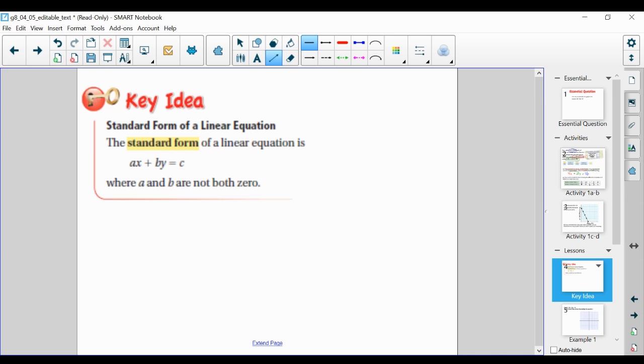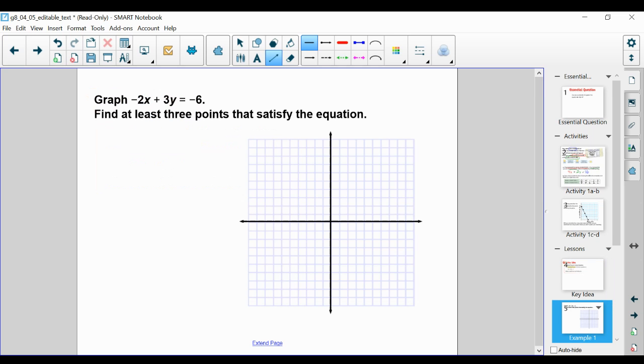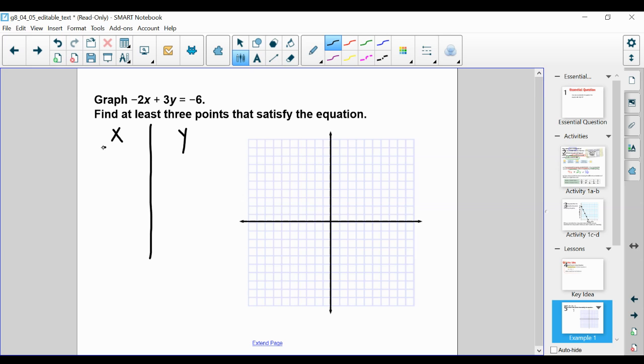And we see standard form happen a lot with real life situations, as we saw with the adult and student tickets. So let's graph this equation together. We have negative 2x plus 3y is equal to negative 6. What we need to do is first develop a table of possible values that could satisfy this equation. So we are going to make an x and y table. You can do this vertically or horizontally, whichever way you want to.